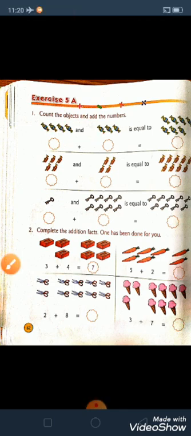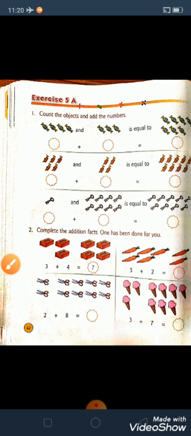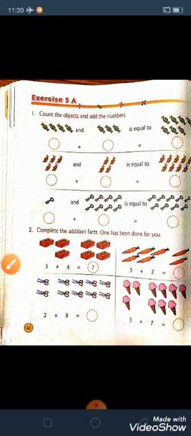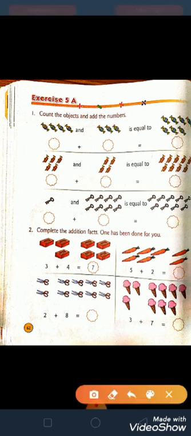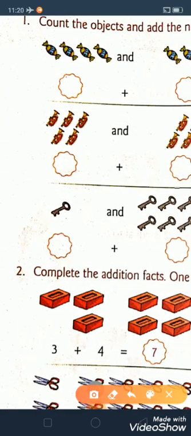So I hope all of you have taken your maths textbook, page number 62. Yes. So here 4 chocolates has been given. Here 3. Now we have to count it, add it. So 1, 2, 3, 4, 5, 6 and 7. In total how many chocolates, children? 7. But we have to write the numbers here. So here 4 chocolates means in these circles you have to write the number 4, and here how many?